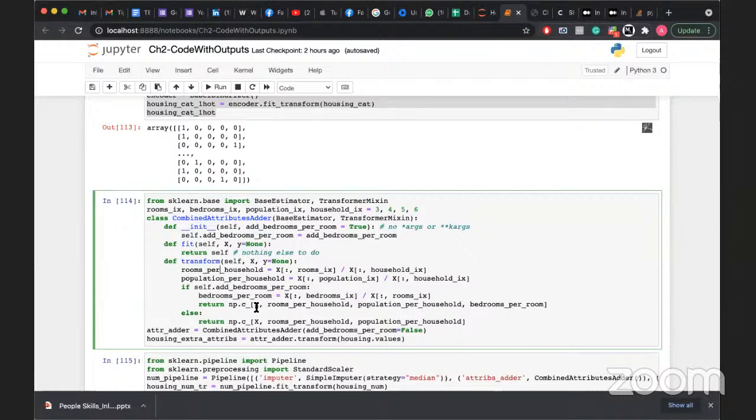Here we don't want the bedrooms per room, so we are going to set that value to false. That's why you're setting add_bedrooms_per_room as false. So it is not going to go into that branch. It's just going to return two values, which are rooms per household and population per household. Then finally, you call the transform function. How many of you are done with this? If you're done, please give me a yes.